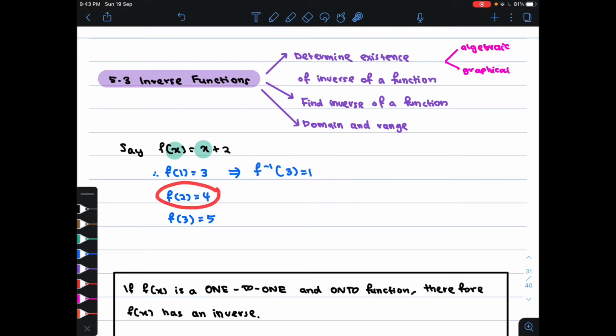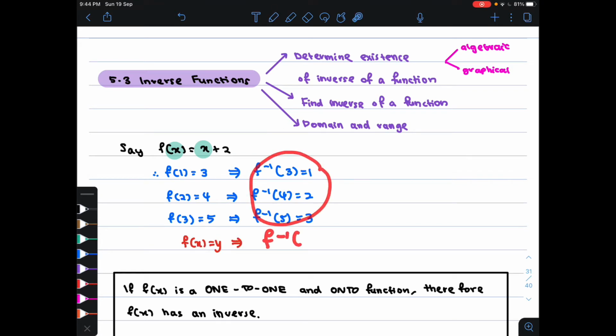Now what about f(2) equal to 4? x is 2 and y is equal to 4. Therefore, the inverse is f inverse(4) is equal to 2. And for f(3) equal to 5, this is your x, this is your y. And the inverse is f inverse(5) is equal to 3. So this means that originally we have f(x) equal to y. And for the inverse, it is f inverse(y) equal to x.